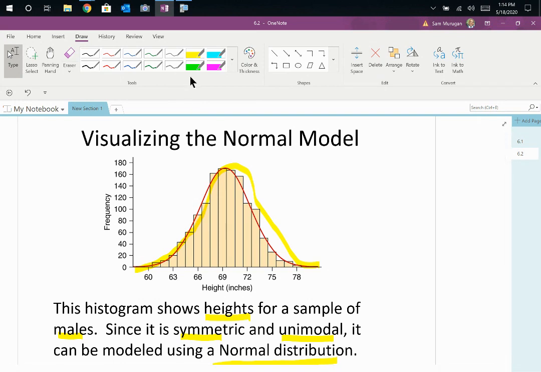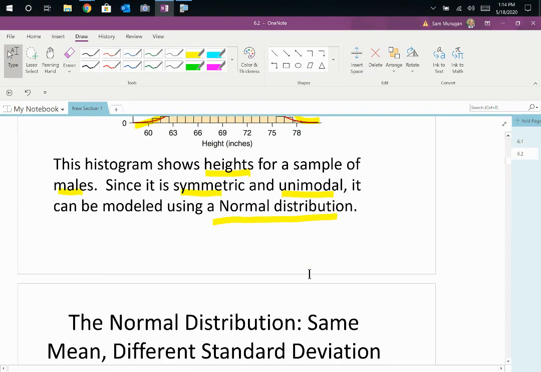And here we can see that if we were to graph the heights of adult males, it shows varying heights with a middle height of somewhere around 69 inches. Since it's symmetric and unimodal, it can be modeled using a normal distribution.